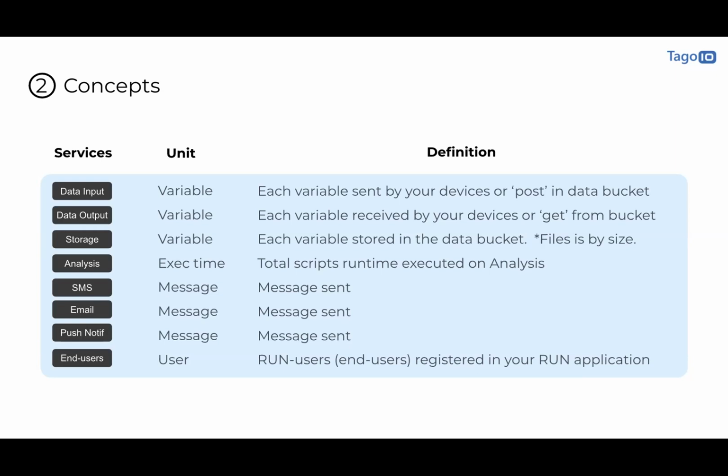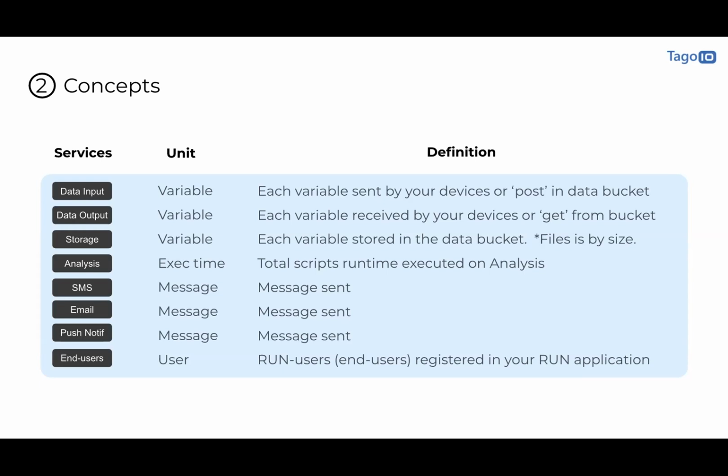Files is by size. So files is different than storage. Storage is for your data. File is for pictures, is for CSV reports, different types of files, and not the data, the variable sent. And then we have analysis, which is execution time. We have a default it's 3,000 minutes per month that you can run in total of analysis, and that can be changed as well.